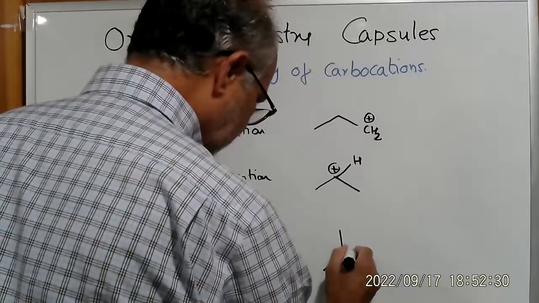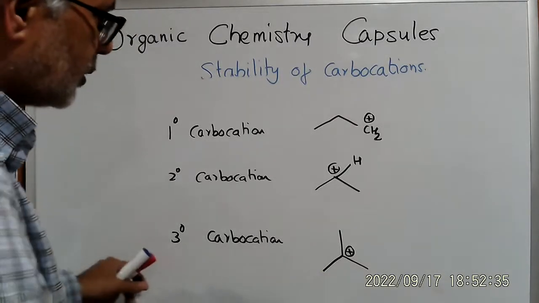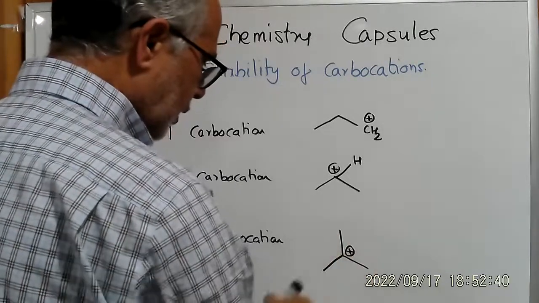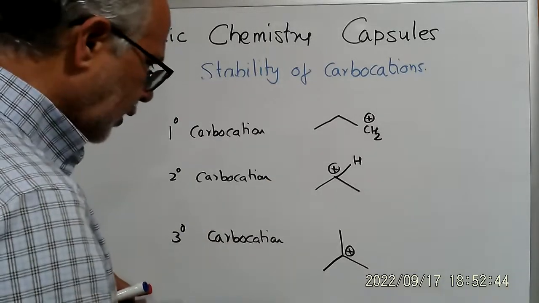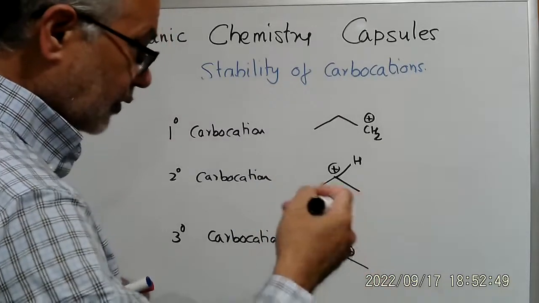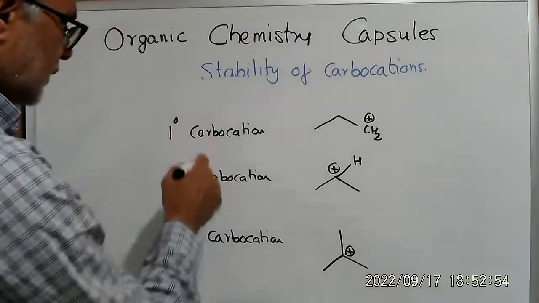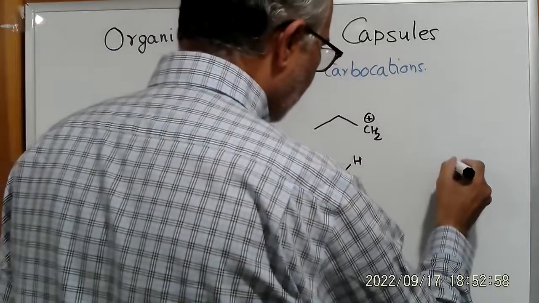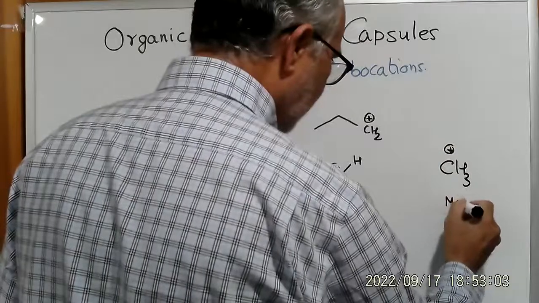A tertiary carbocation is basically a carbocation on a tertiary carbon. So notice this carbon there, that is a tertiary carbon because it's connected to 3 different carbons. You have a tertiary carbocation. You cannot have a quaternary carbocation because when you say quaternary, the carbon is connected to 4 different carbons. So you cannot have a quaternary carbocation, but you can have these 3 carbocations. And then you can also have the simplest carbocation, which is CH3+, the methyl carbocation.